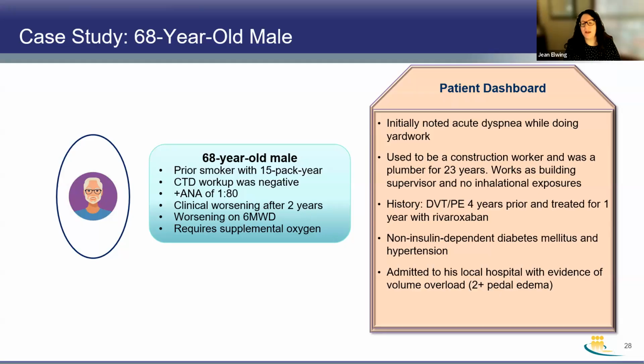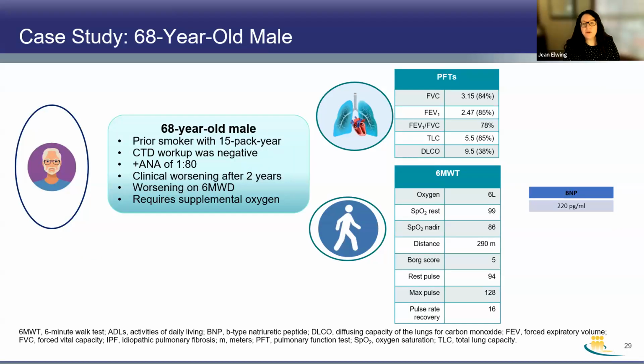DVT-PE 4 years ago and was treated with anticoagulation. He has diabetes, but is well controlled. And he was admitted to the hospital recently for fluid overload and had 2+ lower extremity edema. He did undergo some testing as an outpatient, and you were able to see those when you evaluated him. And you see that his pulmonary mechanics are relatively well preserved. His FVC is above 80% as well as his TLC, but his DLCO is at 38% predicted.